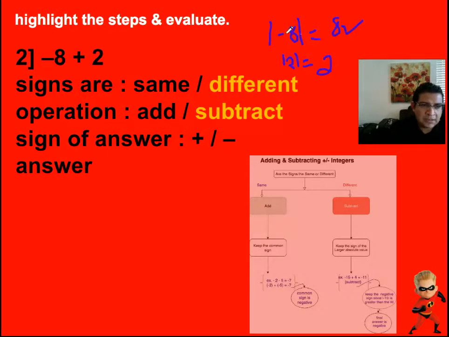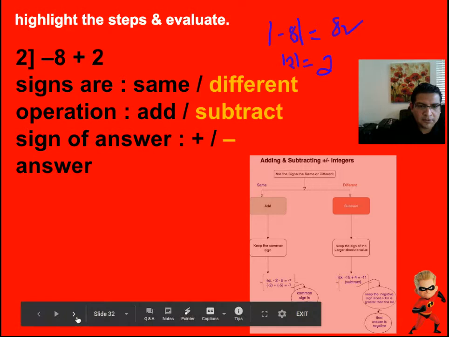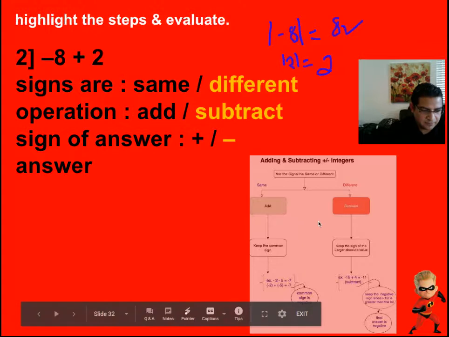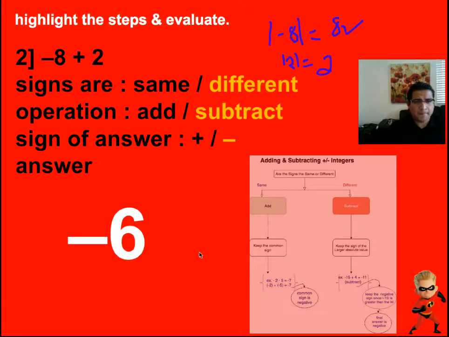Because 8 has the negative, then the sign will remain negative. So my answer here will be negative. Now, the operation is subtraction, so I can just do 8 minus 2 is 6, and the sign of the answer will be negative since this one has the larger absolute value. -6. Before I pause the video, write this down. All right, I'll continue.